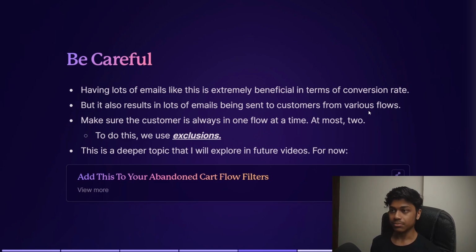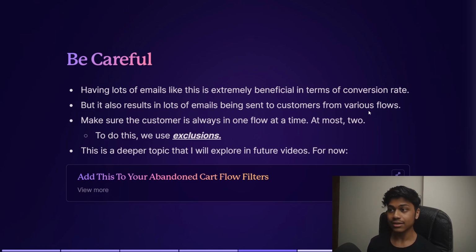You're going to get more people placing an order if you have made those emails correctly. But you're also going to have some customers who are in 2 or 3 or 4 different flows at the same time. And those customers will be getting a ton of emails for a long time, so their likelihood of unsubscribing or marking your emails as spam goes up. What you want to do in this case is make sure that the customer is always in 1 flow at a time, or at most 2.